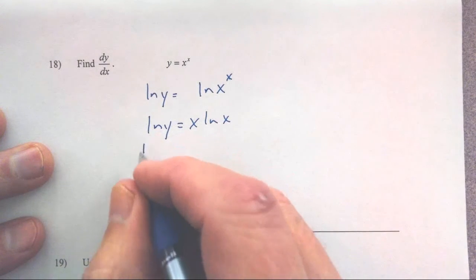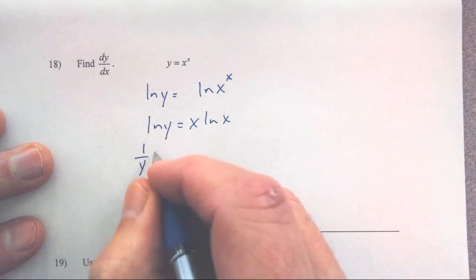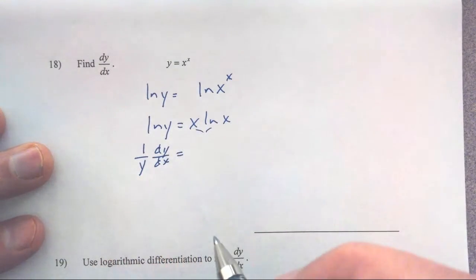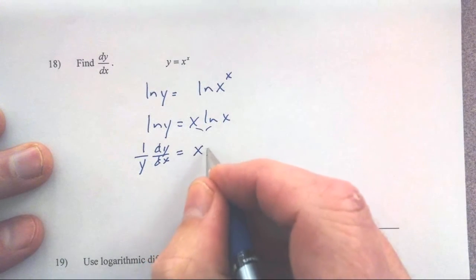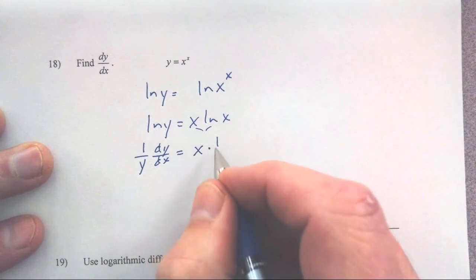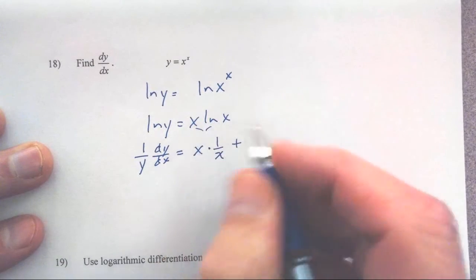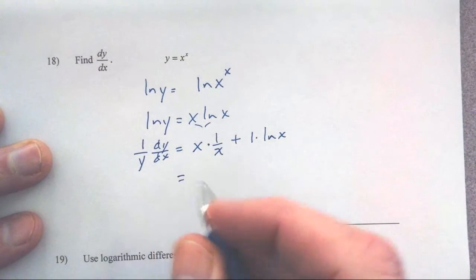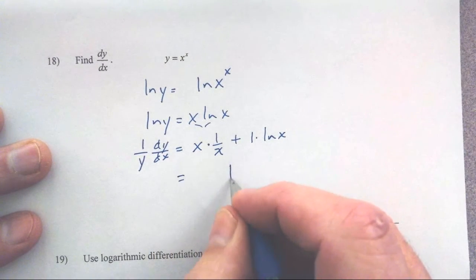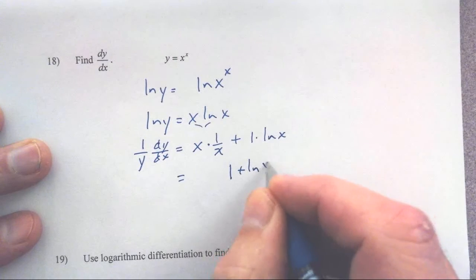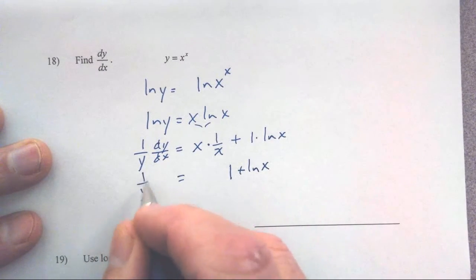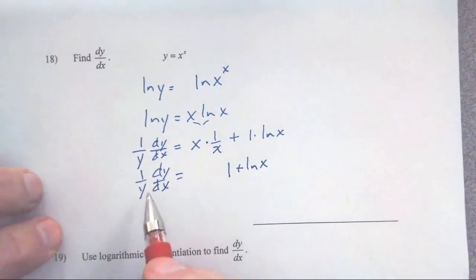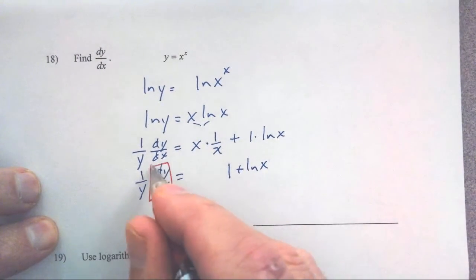Now if I take the derivative of ln y, it wants to be 1 on y, but dy dx. The right side is the product rule: x times the derivative of ln x, 1 on x, plus the derivative of x, 1, times plain old ln x. I get 1 plus ln x equals 1 on y dy dx. But I don't want 1 on y dy dx. I want dy dx alone.